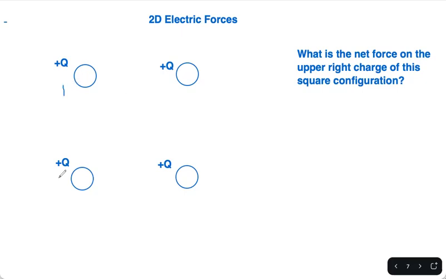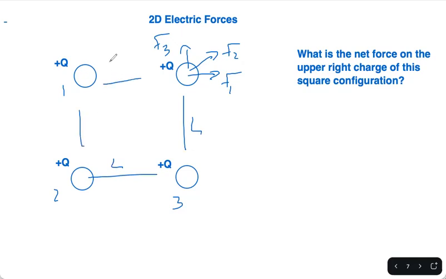So if I'm going to call this charge 1, charge 2, and charge 3, they're all positive in this case. So it's going to repel from this one. So that's going to be force 1. That'll be force 3. And this will be force 2. And let's say the distance is going to be L across all these, okay?